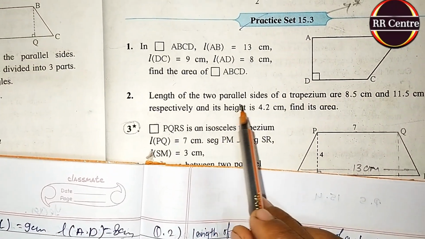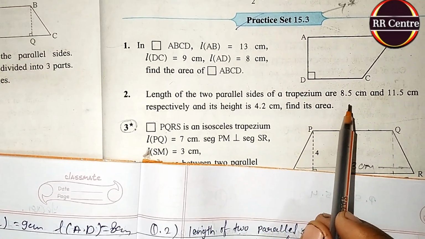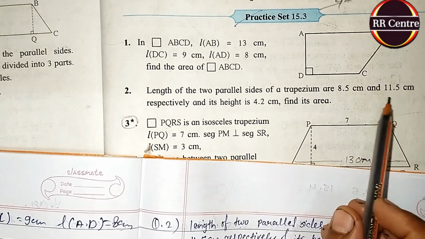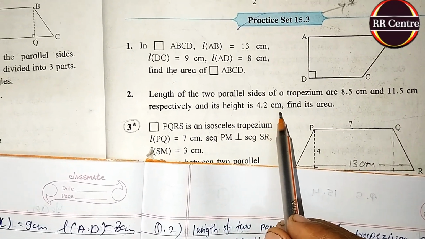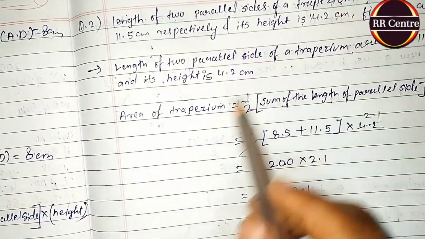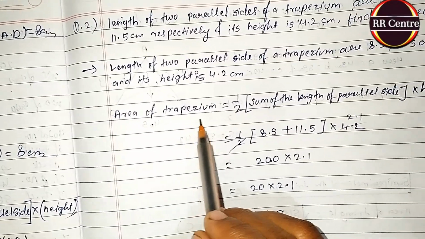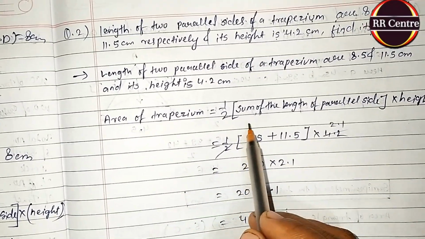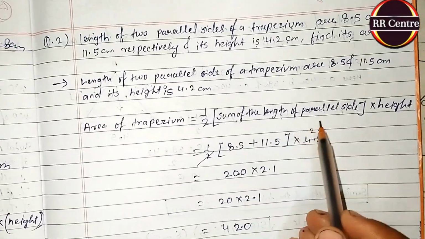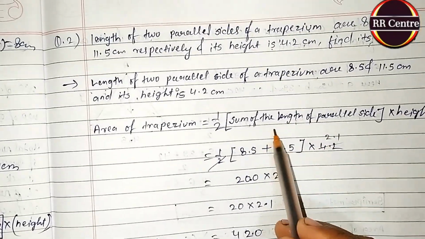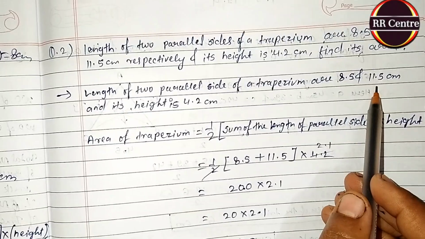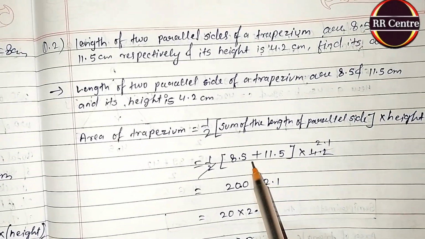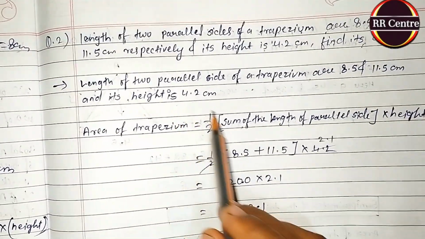Length of the parallel side of a trapezium are 8.5 centimeter and 11.5 centimeter respectively, and its height is 4.2 centimeter. Find its area. Now length of parallel side, right? So same apply that formula. Area of trapezium is equal to 1 upon 2 sum of the length of parallel side into height. Now sum of the two parallel side is equal to 8.5 plus 11.5 and height is equal to 4.2.